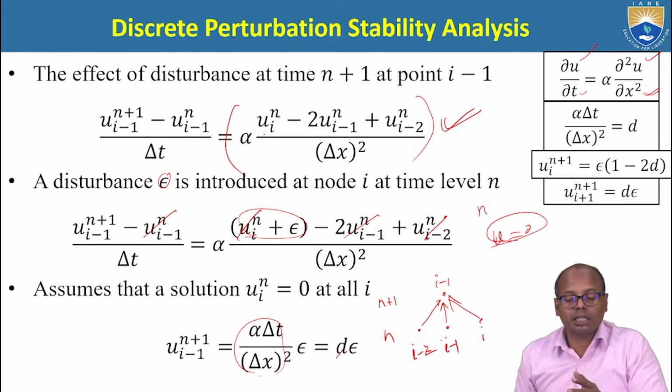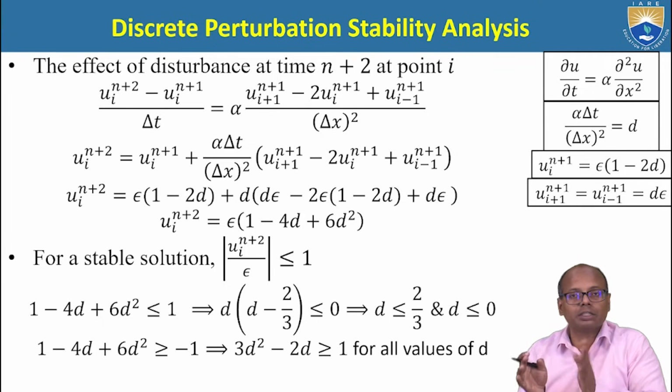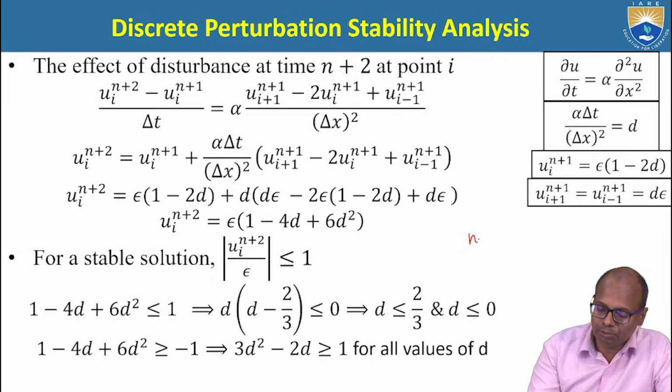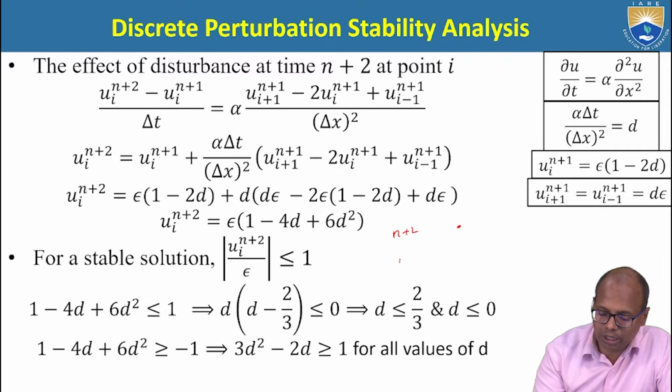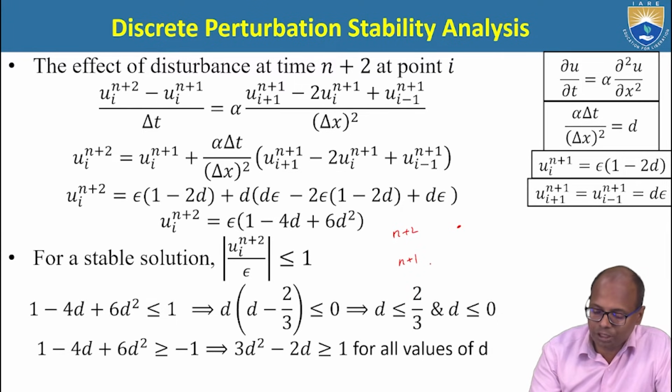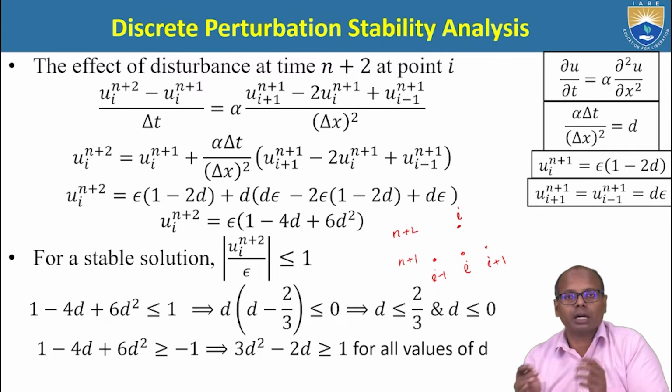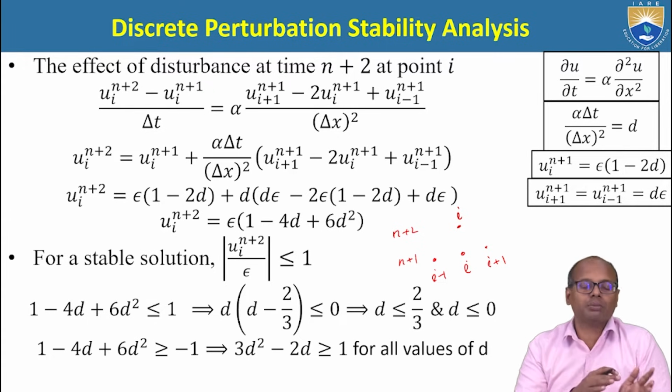Now we will see another time level. So far we have seen the n plus 1th time. Now we will see n plus 2 time. So what is the time? Time is between n plus 2 and n plus 1. But space coordinates we are looking at i. So this is i, 1 before is i minus 1, 1 after is i plus 1. So the space is between i minus 1 and i plus 1, and the time is between n plus 1 and n plus 2.